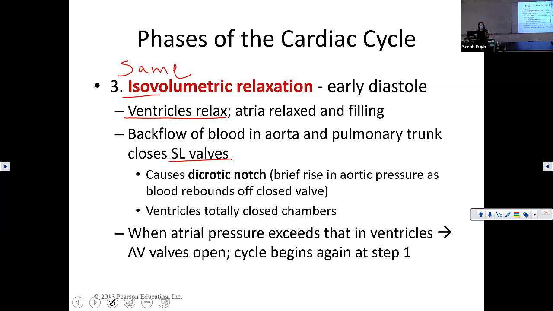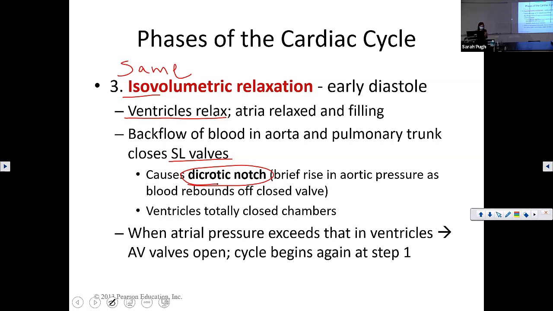And one of the things that we're gonna see on that cardiac cycle graph is something called the dicrotic notch. And this is basically showing you a rise in pressure off the aorta when the blood comes backwards and crashes against the semilunar valve. Because remember, there's a lot of pressure in that system, especially leaving that left ventricle out through the aorta.